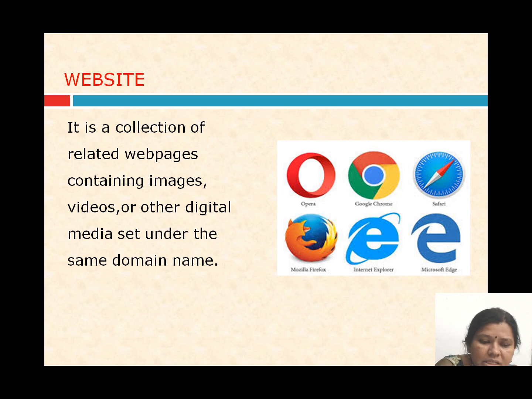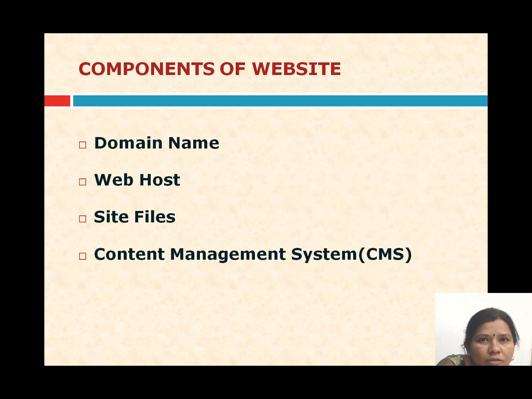Next is a website. See here, a website is a collection of related web pages. What does it contain? It contains images, videos, and other digital content, set under the same domain name, and these pages are written using hypertext language, that is HTML, and can be accessed over the internet.